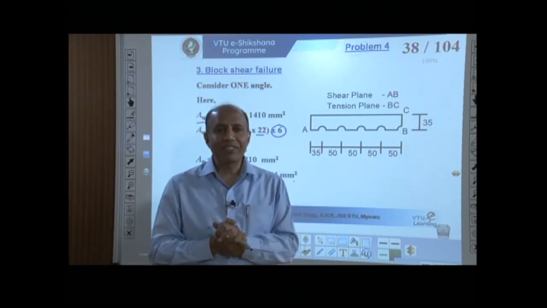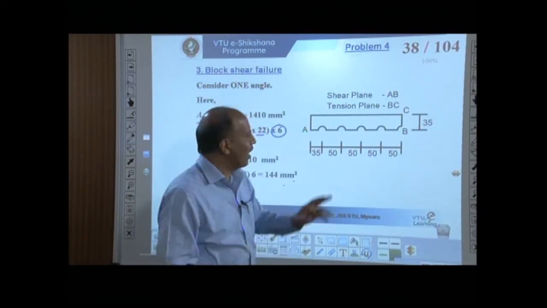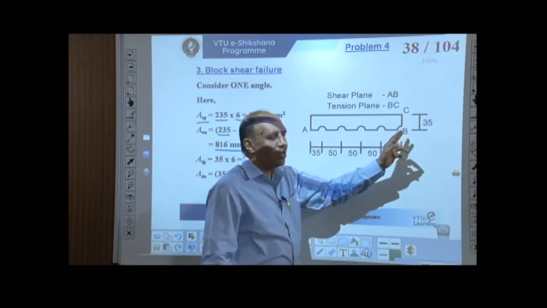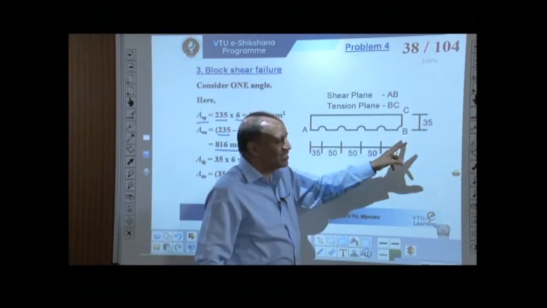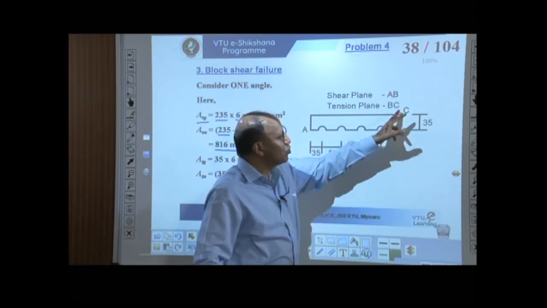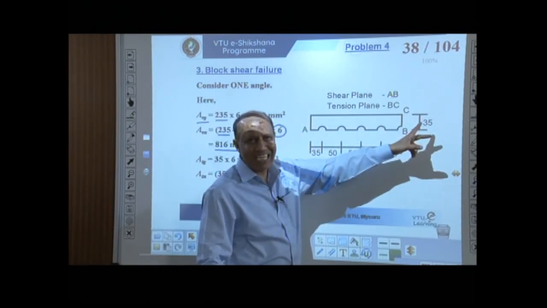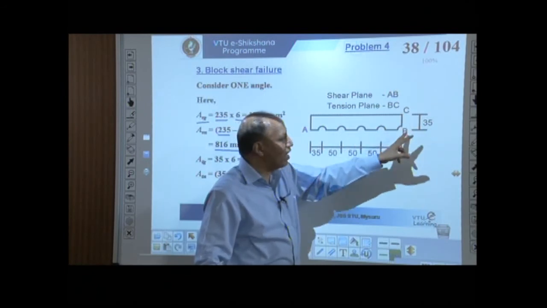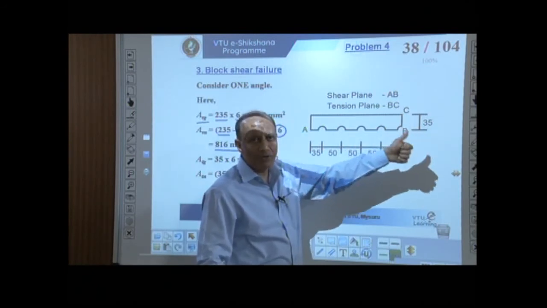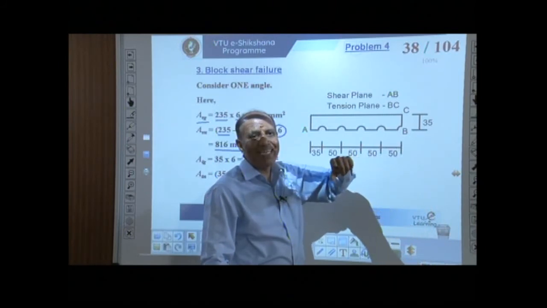Did you understand? In the shear plane, we've calculated the gross area and net area. Now we repeat that for the tension plane. In the tension plane, the total length is 35 into 6, that will be the gross. For net, you have to deduct half a bolt hole: 35 minus 0.5 times 22, into 6, that will give you ATN.